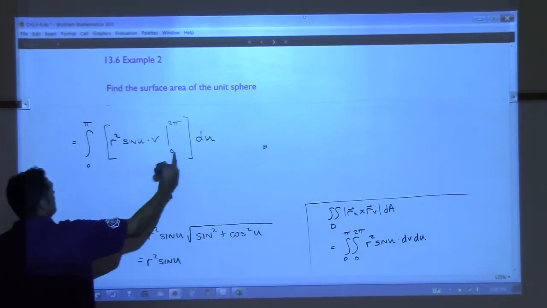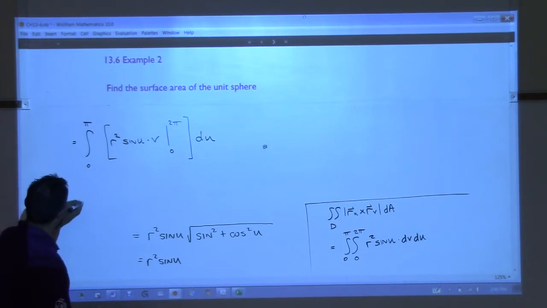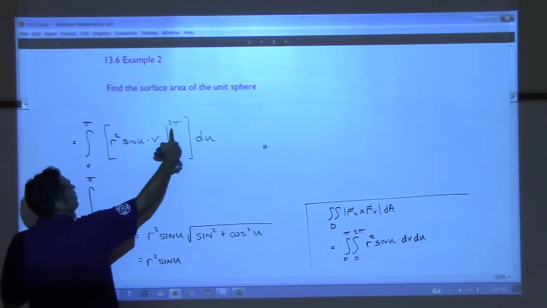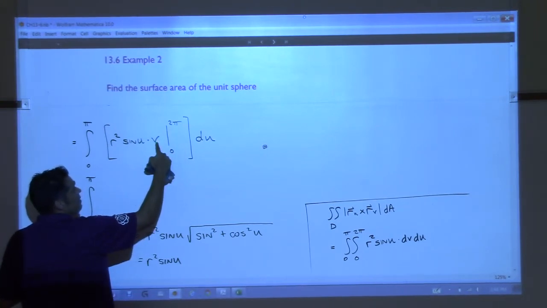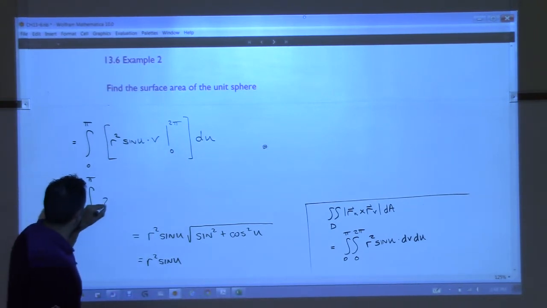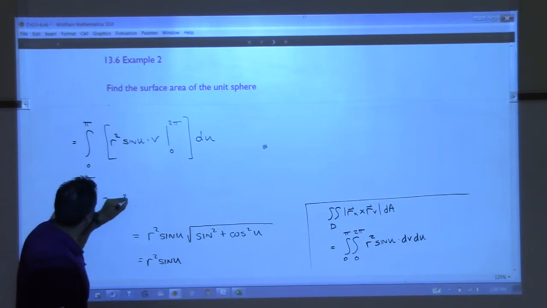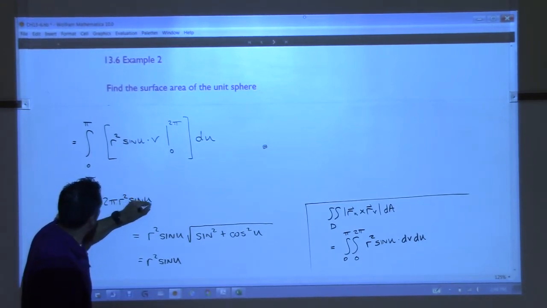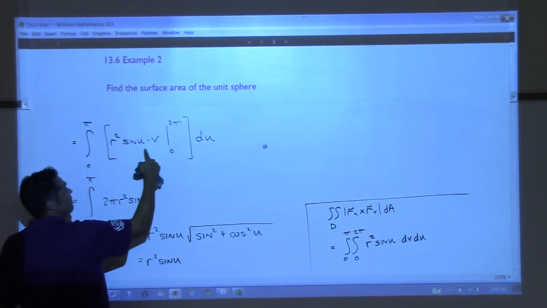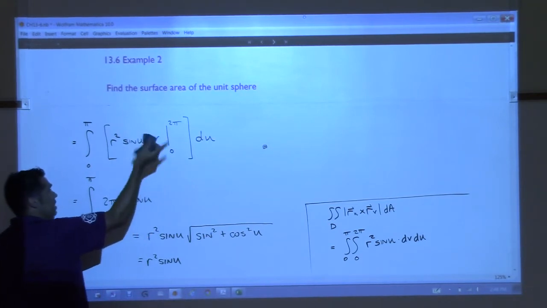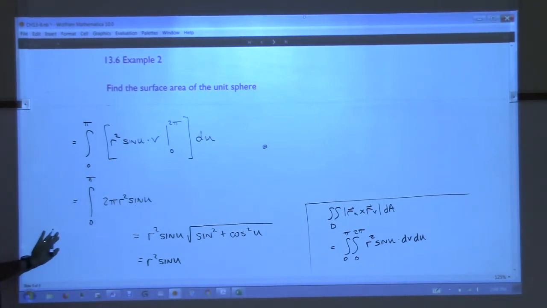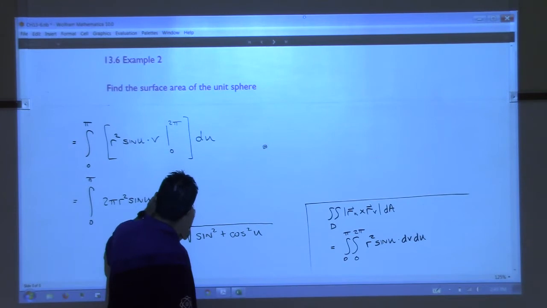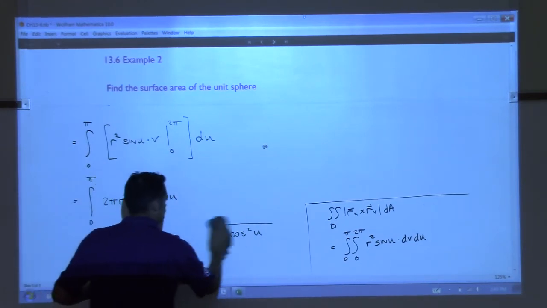So when we plug in, what do we get there? Integral 0 to pi. We're plugging in for v, right? Yeah. So we just get 2 pi r squared sine u. That's what we get when we plug in 2 pi for v. And then when we plug in 0 for v, it all goes away. Right? And then we have that du. Almost there.